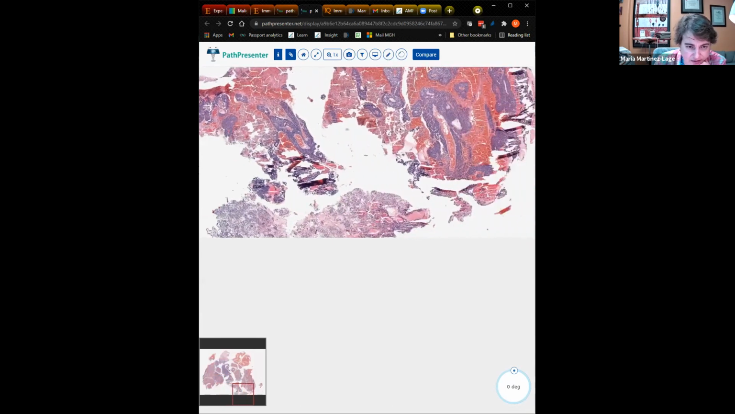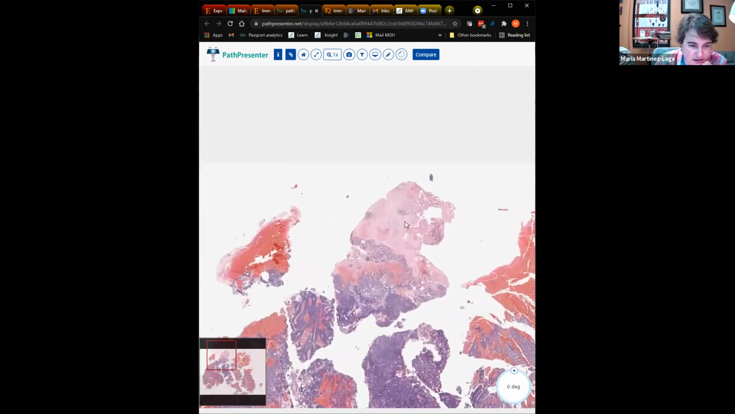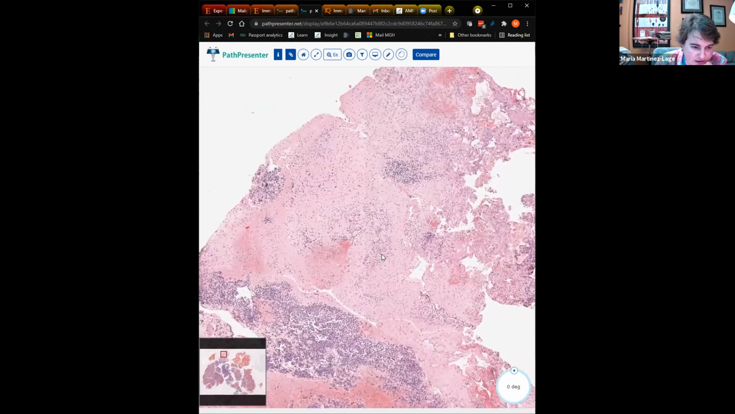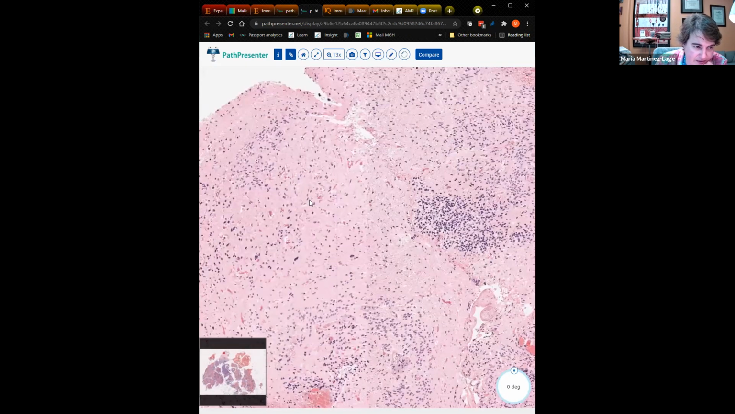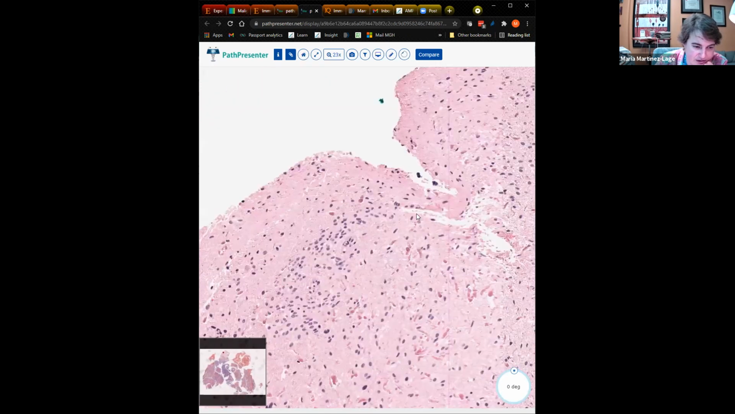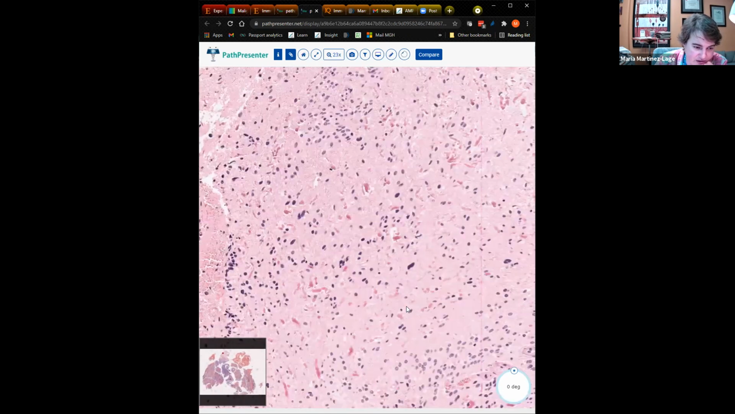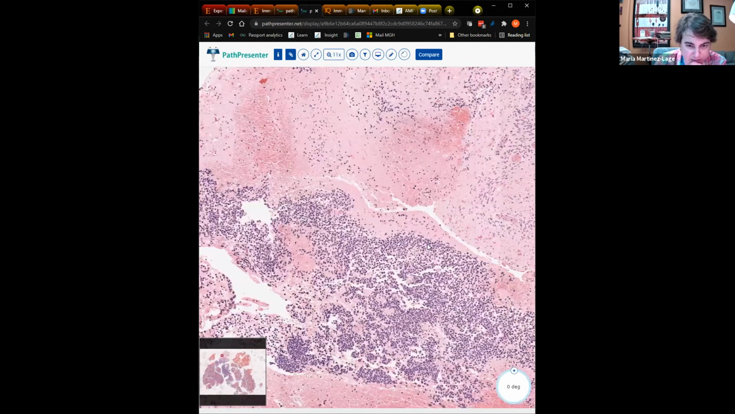So let's see, I'm not seeing an area where I could show you what the normal pineal gland looks like. We had mostly necrosis. Okay, so this is neuropil in the background. Again, interestingly, with quite a bit of Rosenthal fibers, which is not very typical of an aggressive tumor like the pineoblastoma we're seeing here.